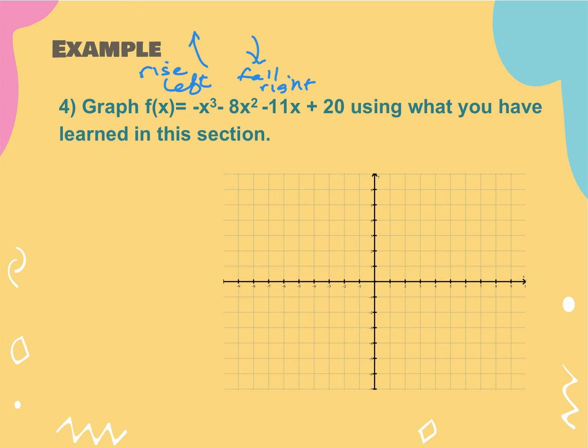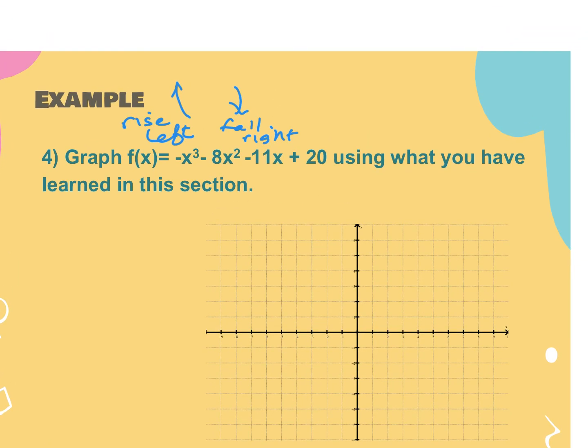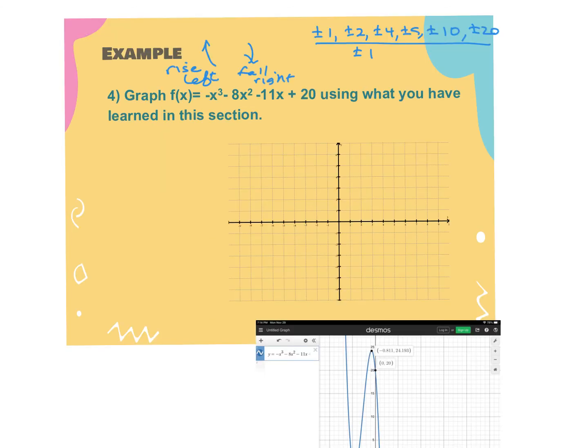And again, if I list my possible zeros, factors of 20 are plus and minus 1, 2, 4, 5, 10, and 20, all over plus and minus 1. So in this case, it's really just the numerator. If you weren't using a graphing utility, what we would be doing here is guessing and testing using all of these possible zeros. Okay, so I made my list of possible zeros.